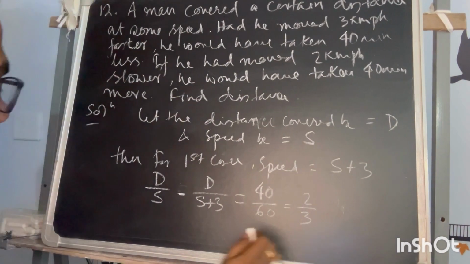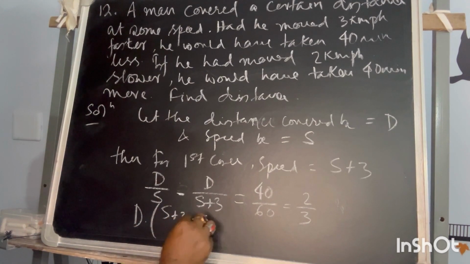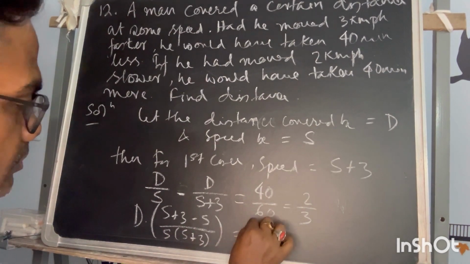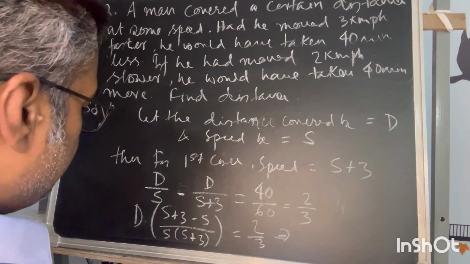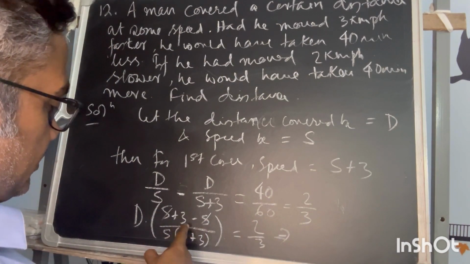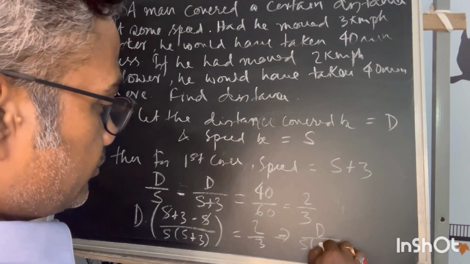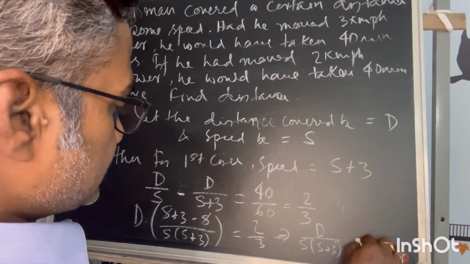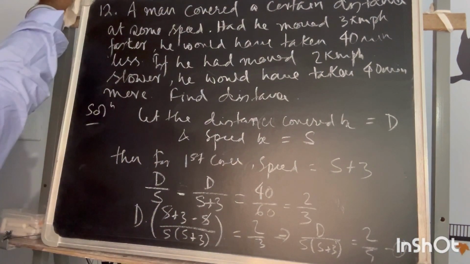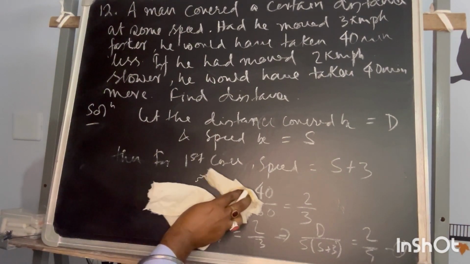Let me simplify further. I am taking d common, s plus 3 minus s over s into s plus 3, equal to 2 by 3, which implies s will be cancelled out, 3 will be there. So d upon s into s plus 3 is equal to 2 by 9. So this will be the first equation. Remember this. The other part I am just deleting, there is no need of the other part.